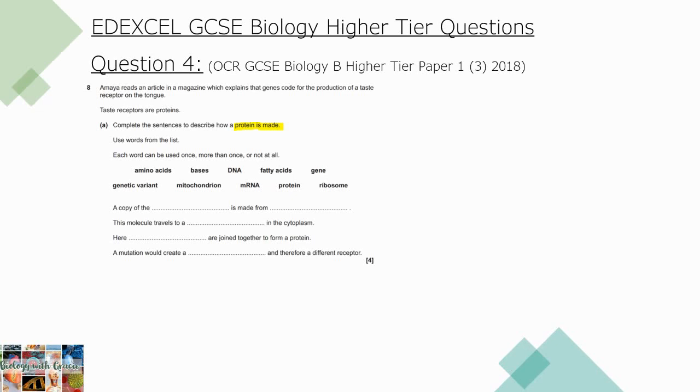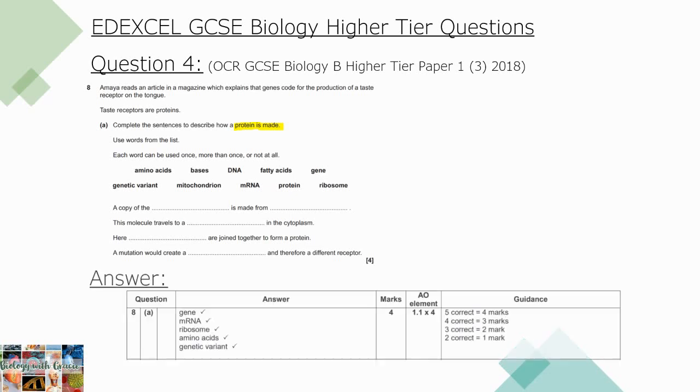Amino acids that bond together in order to form our polypeptide, our initial structure of our protein. And then finally, we've got a sentence about mutations, and I haven't covered it in this specific protein synthesis content. But just for the sake of completing the question, we've got a mutation will create a something and therefore a different receptor. So a mutation is obviously going to change the amino acid sequence and therefore change the protein. So a mutation would create a genetic variant. So here we have our answers.